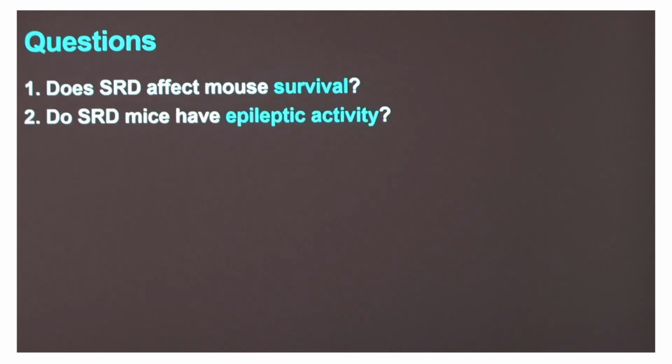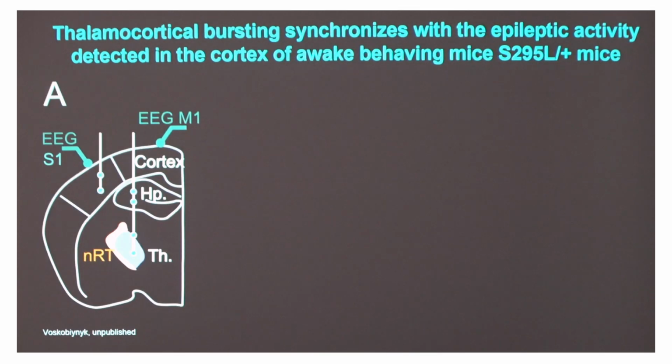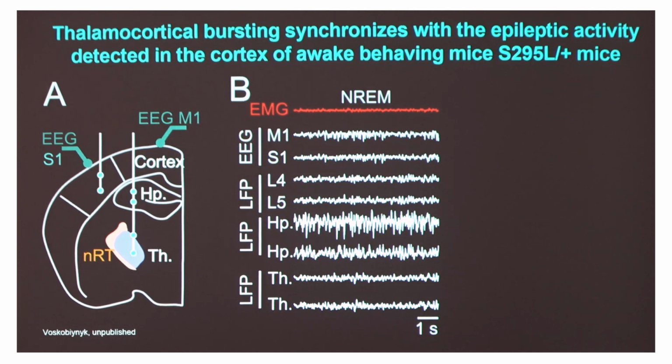The next question we're trying to answer is, are specific brain regions more susceptible to epileptic activity in SRD? To answer that question, we designed custom-made devices where we're targeting different brain regions to identify what kind of activity is happening in multiple brain regions. When we analyze this behavior, we can record EEG or local field potentials from multiple brain regions. You can see I'm targeting the cortex, motor cortex, somatosensory cortex, local field potential from L4 and L5 of the cortex, hippocampal activity, and thalamic activity.